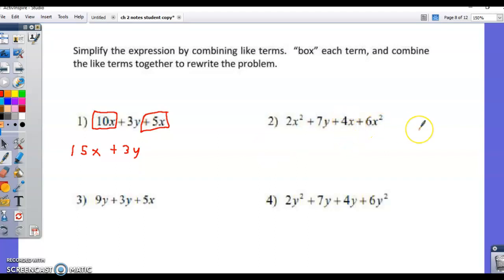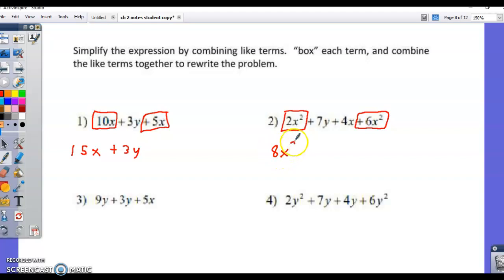All right, so looking at number 2. Again, we have 4 terms. A positive 2x squared, a positive 7y, a positive 4x, and a positive 6x squared. Now looking at these, I want to start with one of the terms. So I have a positive 2x squared. Now I'm looking for other x squareds within the problem, and this positive 6x squared, and remember, include that positive, is part of that. So now I can add 2 and 6, because they're both positives, combine those terms, and we get 8.